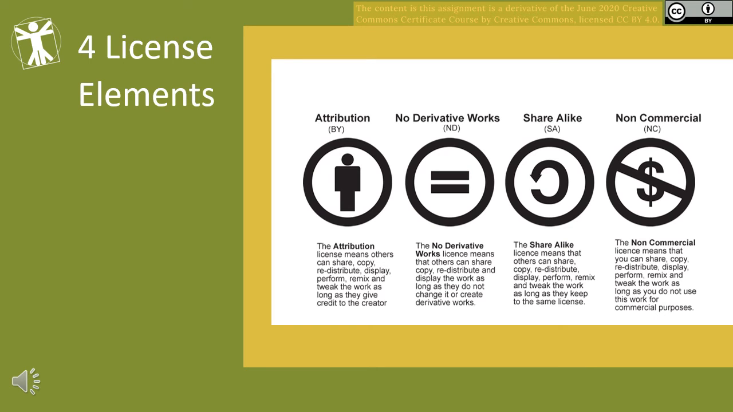BY, ND, SA, and NC: attribution, no derivative works, share alike, and non-commercial licenses. Each of these licenses offer a certain set of conditions for use, and these 4 elements are combined together into the 6 license types.